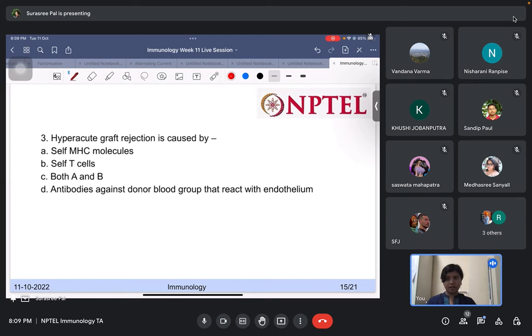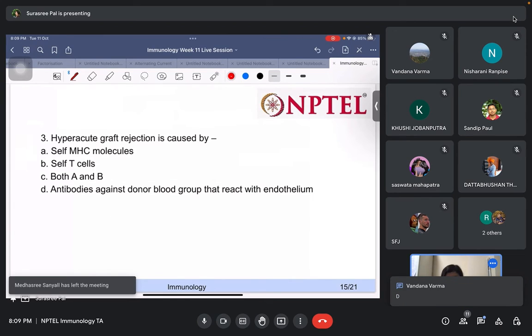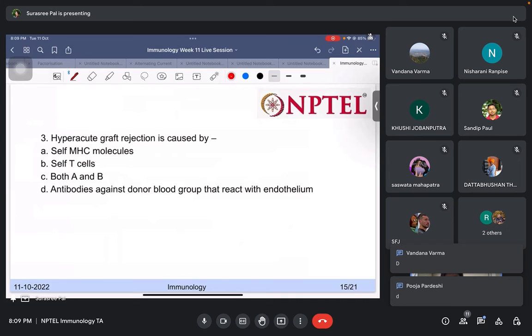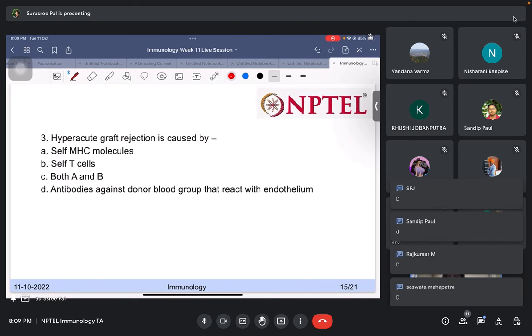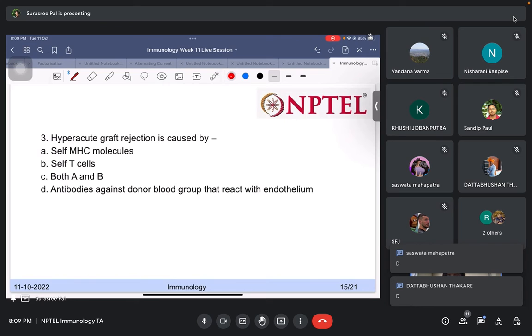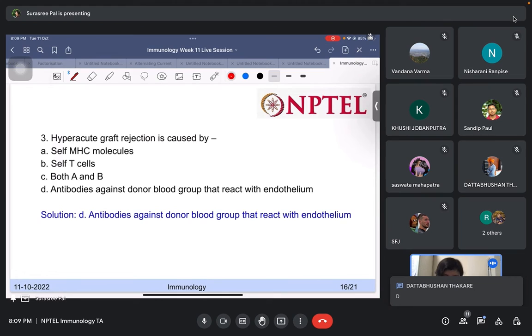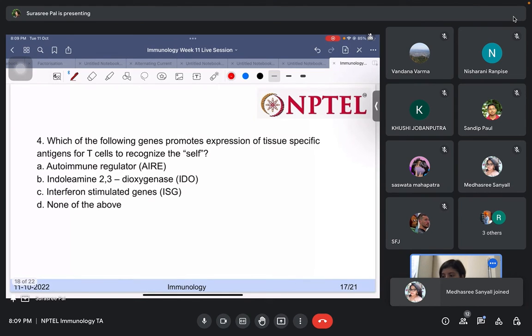What causes this hyperacute graft rejection? Right. So the correct answer is D, antibodies against the donor blood group. All right. Fourth question.